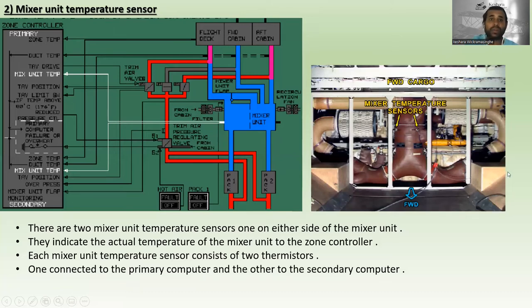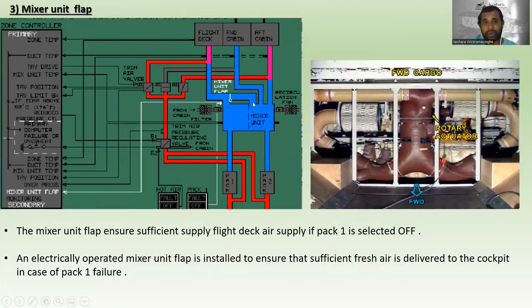Now let's go to the next one, the mixer unit flap. Here is the mixer unit flap. The mixer unit flap ensures sufficient flight deck air supply if pack 1 is selected off. An electrically operated mixer unit flap is installed to ensure that sufficient fresh air is delivered to the cockpit in case of pack 1 failure. You can see the rotary actuator over there. This is the mixer unit.